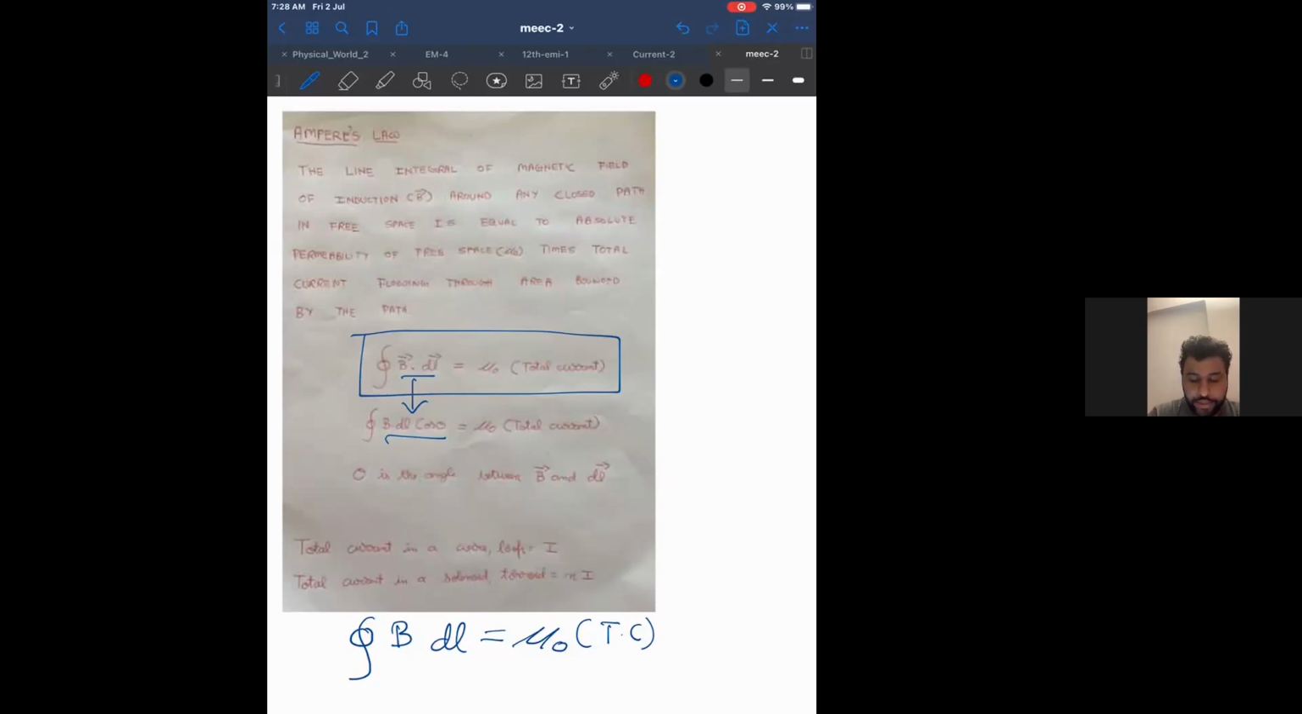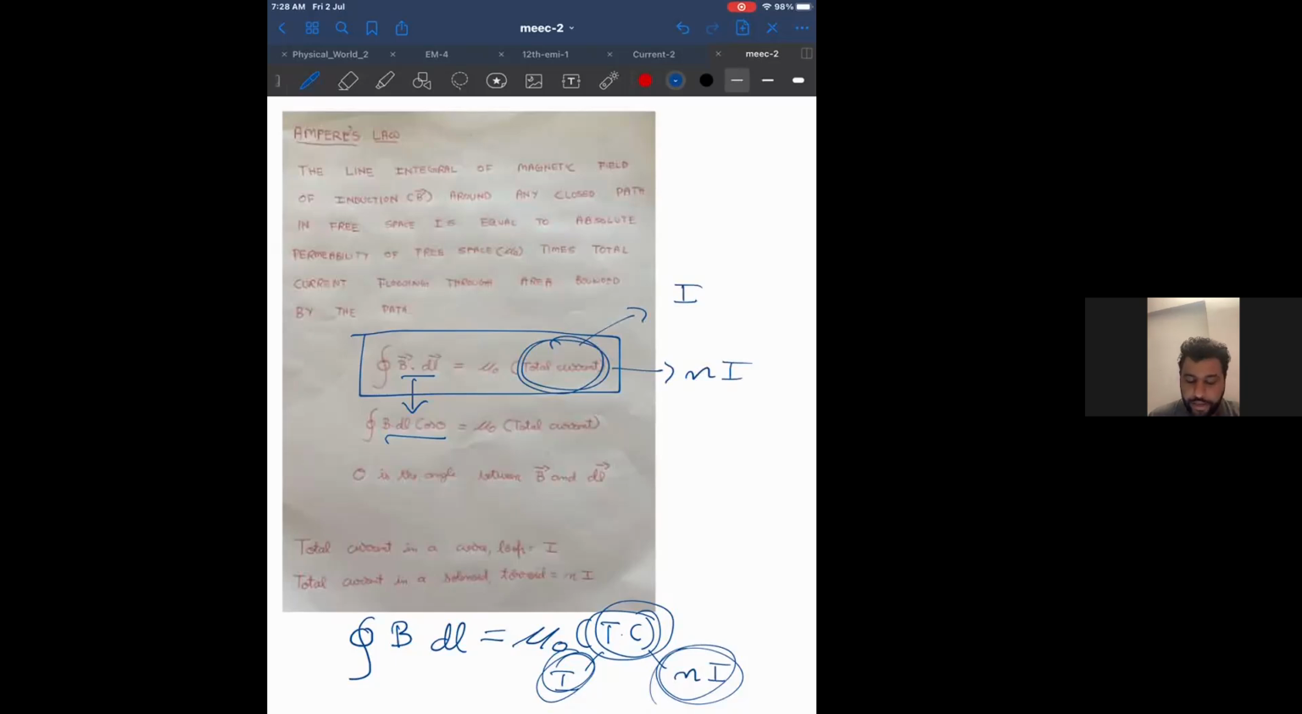Now, total current, please look at the screen. Total current can be only of two types. Total current can be I or total current can be Ni. If any device has number of turns, then the total current is Ni. And if the device does not have any number of turns, then the total current is only I. So total current can only be of two types, I and Ni. You don't have any other value for total current.